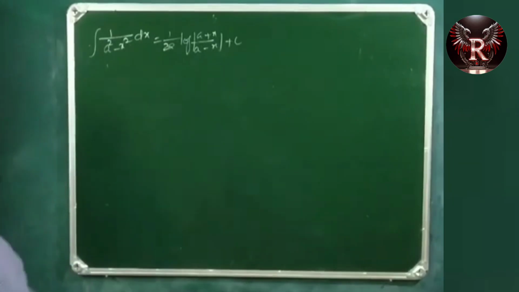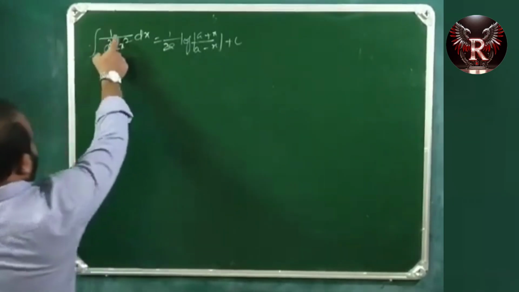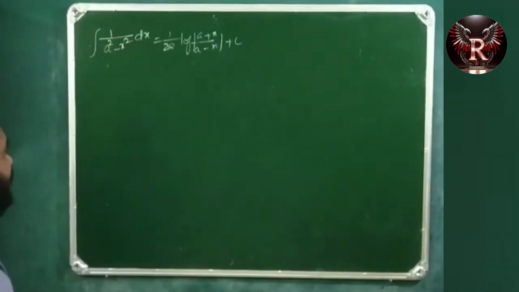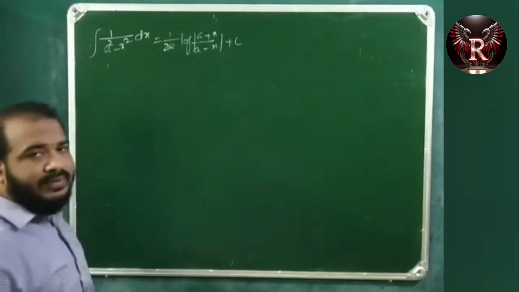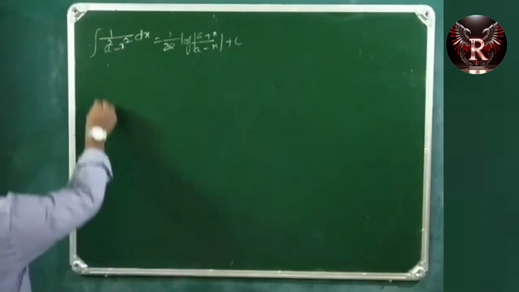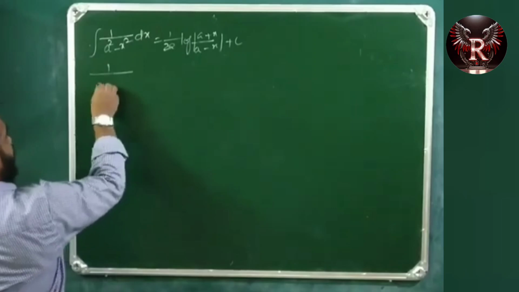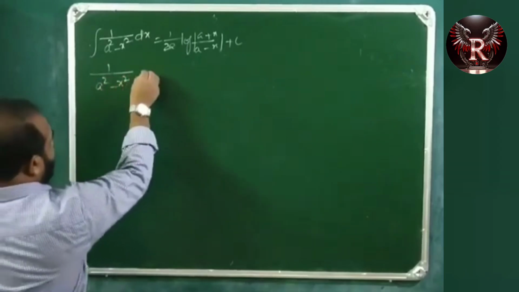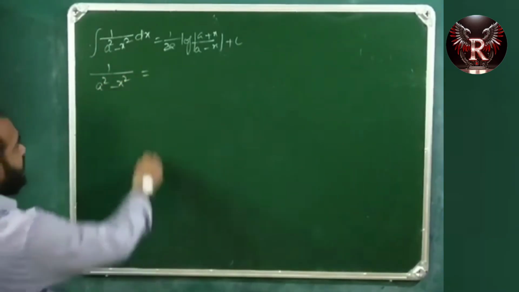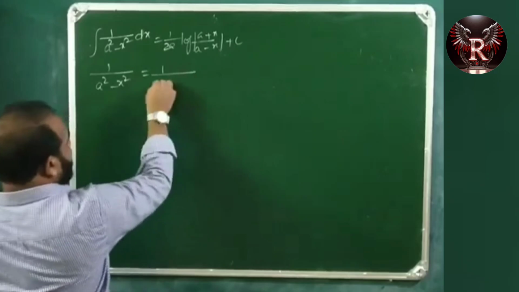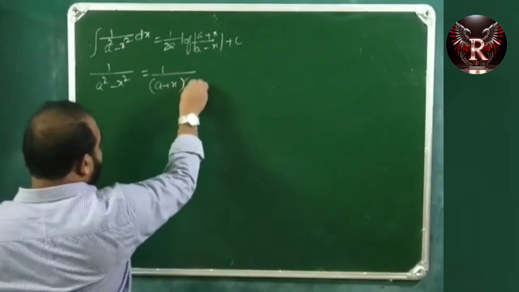So let us evaluate integral 1 by a square minus x square dx to be 1 by 2a log mod a plus x by a minus x plus c. So let us consider 1 by a square minus x square. This is 1 by a plus x into a minus x, we can write.